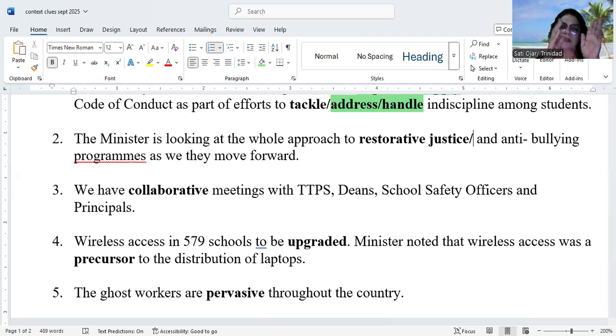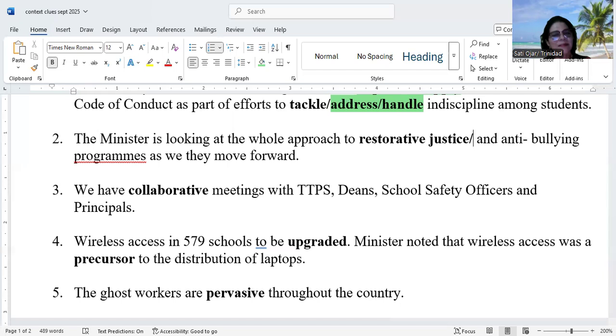Restore means to fix. Justice means to make sure we follow all the laws and the rules. So instead of putting young people in jail, restorative justice, what do you think they want to do with them? All right, I'll come back to you shortly. All right, Messiah, you have a suggestion?